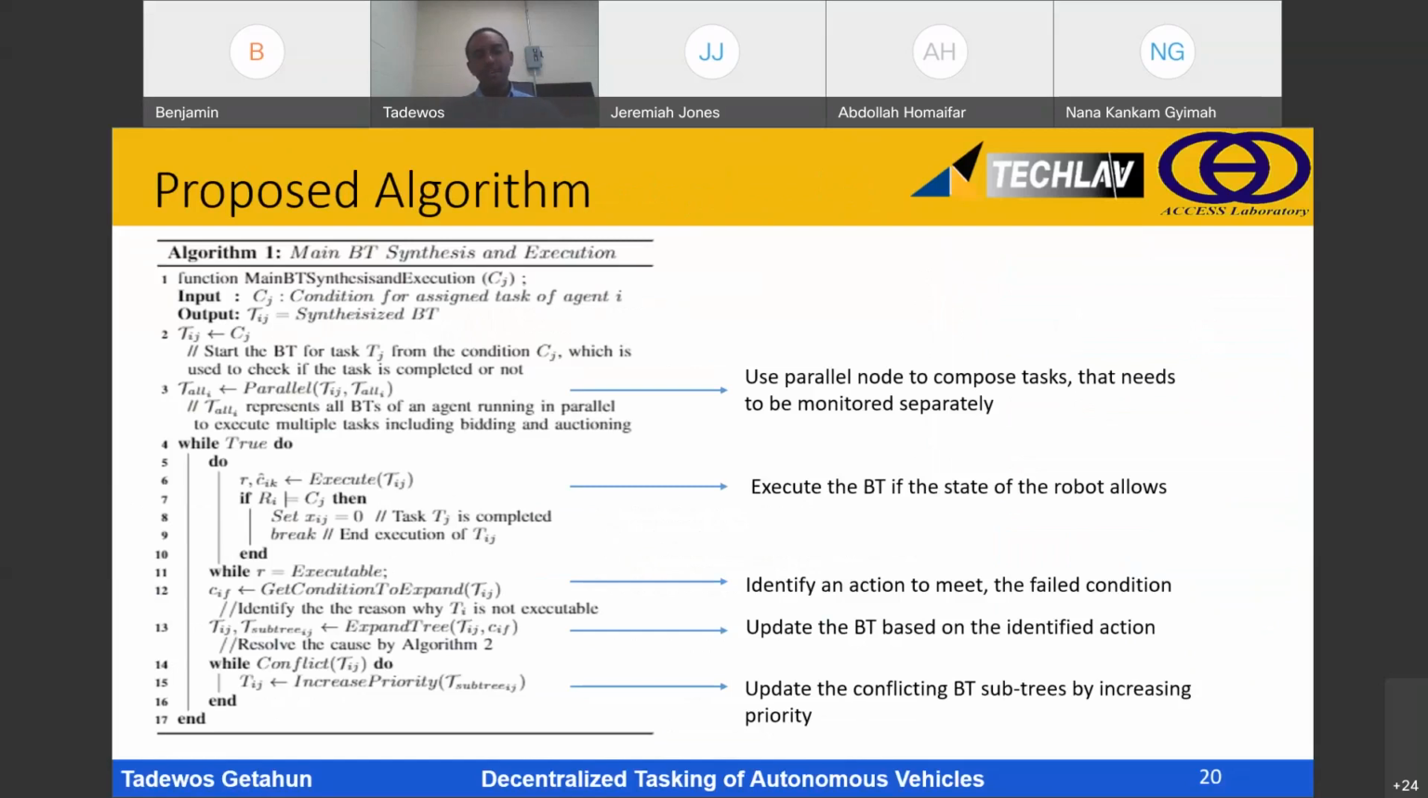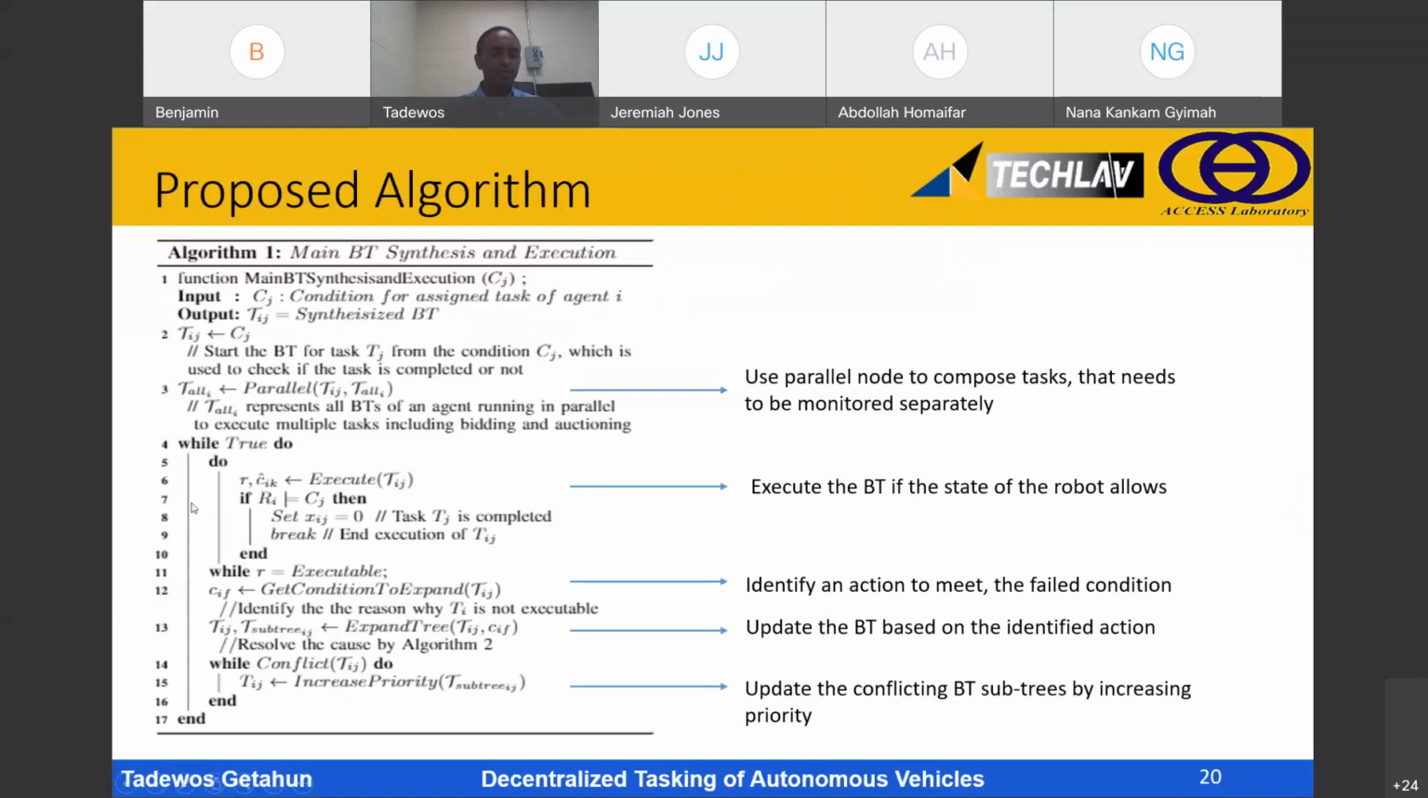That was the mathematical description of our proposed algorithm. When we go to the algorithm explanation of our framework, we start with algorithm 1, which is the main BT synthesis and execution module. Here, we initialize our behavior tree with a goal, CJ. Then in line 3 we have a parallel node, because we want to allow agents to execute multiple tasks at a time.